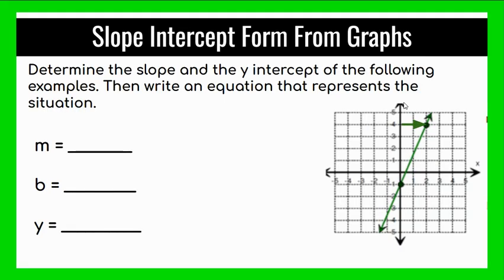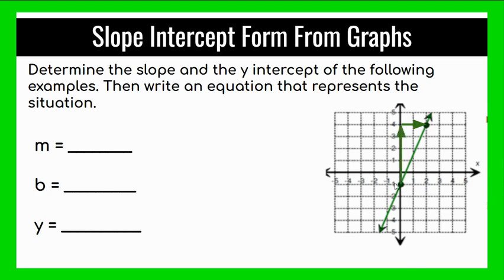The next thing we have is determine the slope and y-intercept of the following example, and then we're going to write an equation that represents this. So the y-intercept is where the graph crosses the y-axis. I can go ahead and see right here that we cross the y-axis, which is our vertical axis, at -1. So the y-intercept is -1.